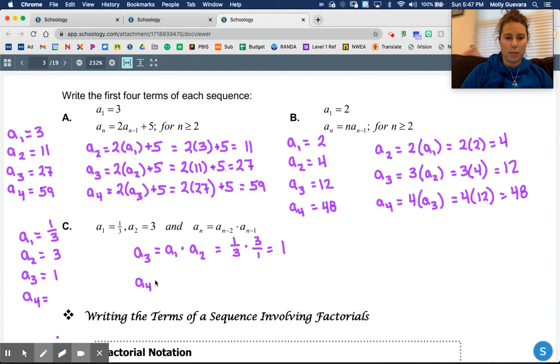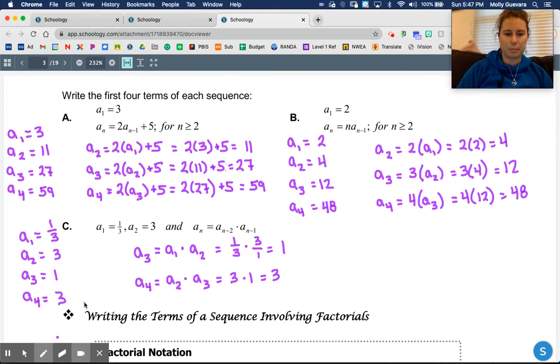Then to find the fourth term, now n is 4, so 4 minus 2 is 2, so that's going to be the second term, times 4 minus 1 is 3, so times the third term. Well, my second term is 3, times my third term is 1, so I just get 3. And there's my first 4 terms. There's 4 there.